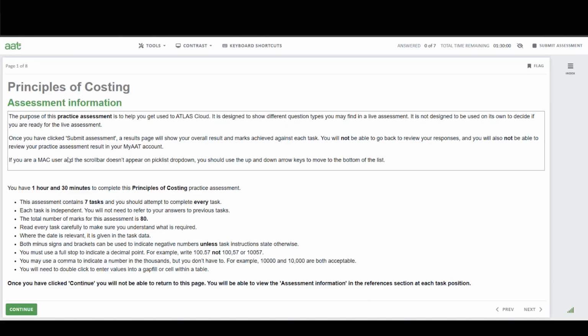Always read through the assessment information at the start of every assessment. The information is unique to each assessment. So it tells us we've got an hour and a half to complete the assessment. There are 7 tasks. It tells us that each task is independent. We don't need to refer to our answers to previous tasks. Total marks for the assessment is 80. As per my advice earlier, please read every task carefully and make sure you understand what's required. Where the date's relevant, it's given in the task data. Obviously, dates are relevant when we're doing inventory valuations.